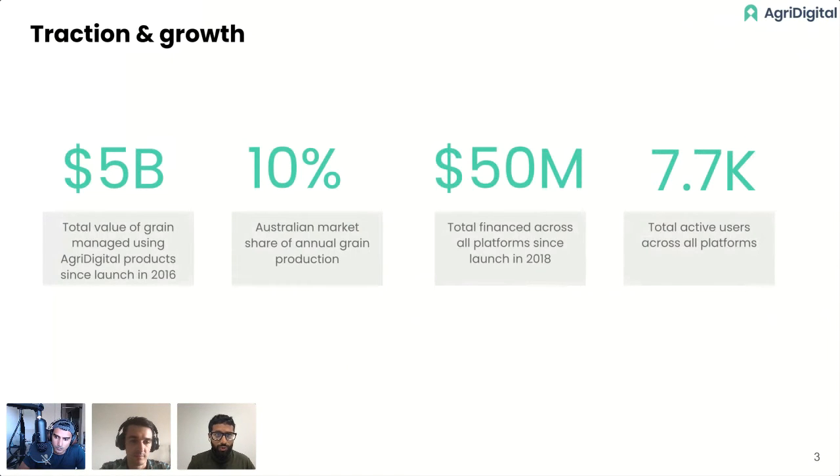We're quite big at the moment, at least in Australia. We're about to launch in the United States. We process about $5 billion worth of grain product on our platform. We've got 10% of the Australian market. We also provide instant loans to customers that use our platform. We use asset-backed loans as a way to do that.